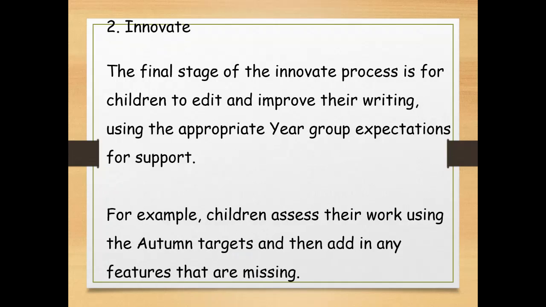The final stage of the innovation process is for the children to edit and improve their writing using the appropriate year group expectations for support, which I've spoken about at the beginning of this. For example, children will assess their own work using the autumn targets and then add in any features that are missing. This self-assessment and awareness of their own progress in writing is so important.